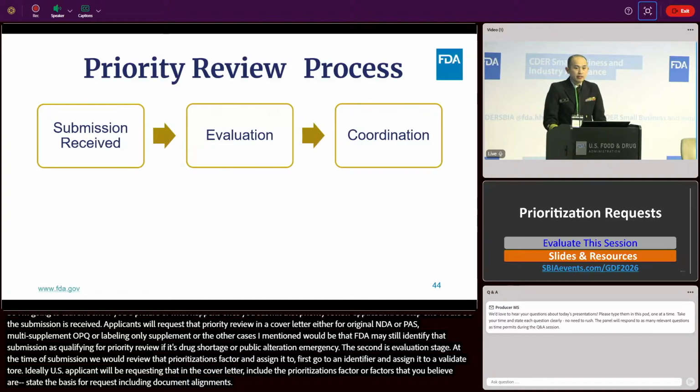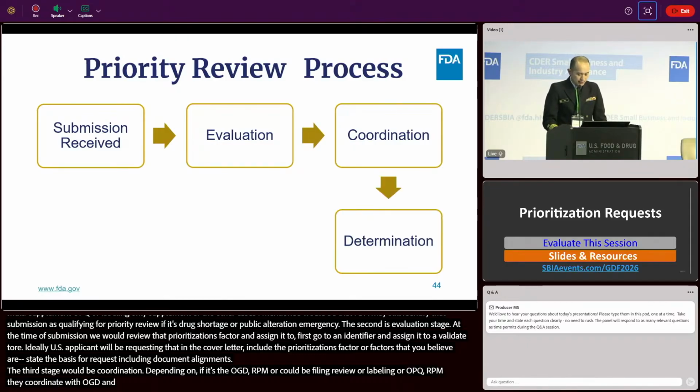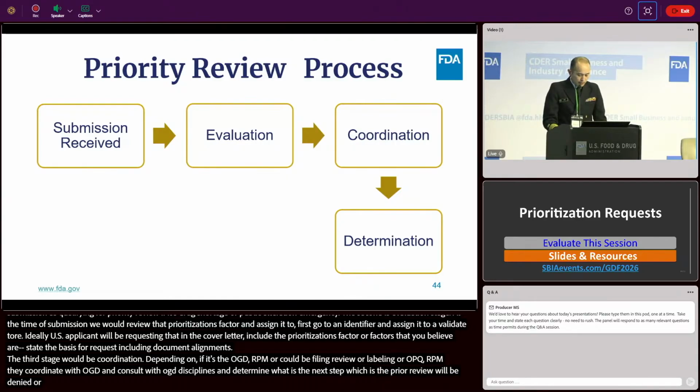The third stage would be coordination. So depending on if it's the OGD RPM, or it could be filing review, or the labeling or OPQ RBPM, they would coordinate with OGDP or other validators, and they'll consult with OGD review disciplines and determine the next step, which is the priority review will be granted or denied after consultation with the validator. If it qualifies for that shorter goal date, we'll update that goal date in our system, and you will receive an acknowledgement letter specifying that shorter goal date.